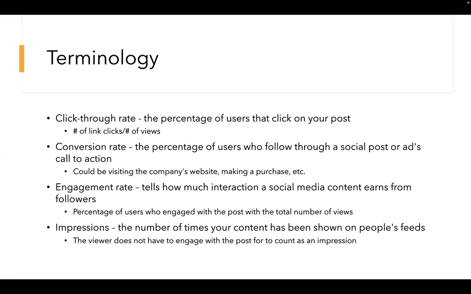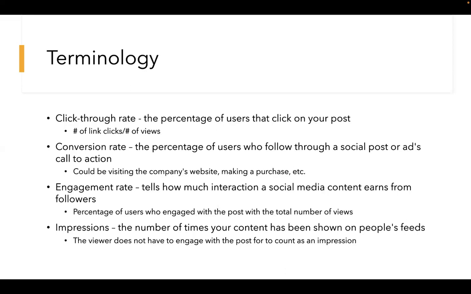Next up is the conversion rate. This is the percentage of users who follow through on a social post or ad's call to action. This could be visiting the company's website, making a purchase, the thing that they want you to do through that post, and when you end up doing that it contributes towards the conversion rate.